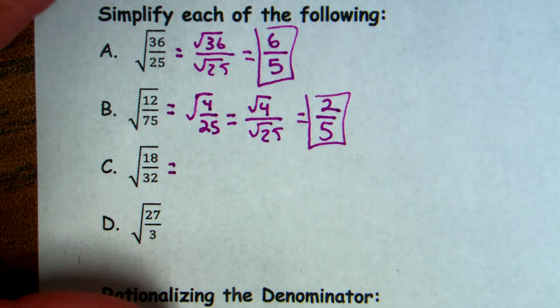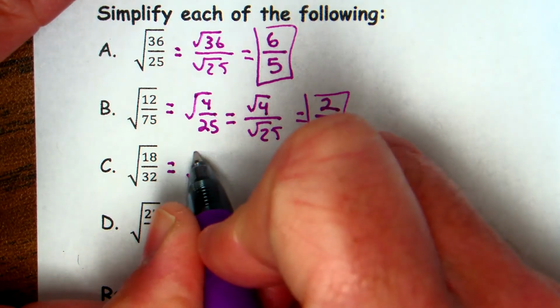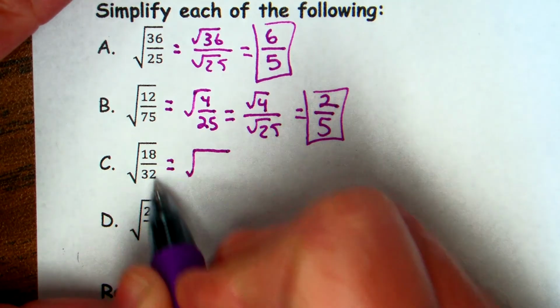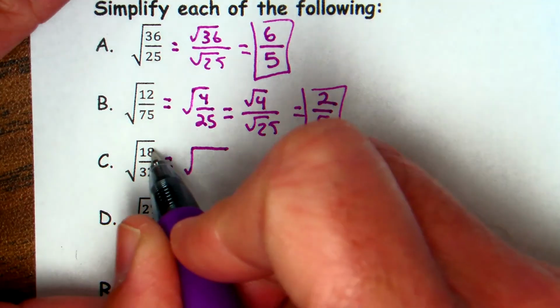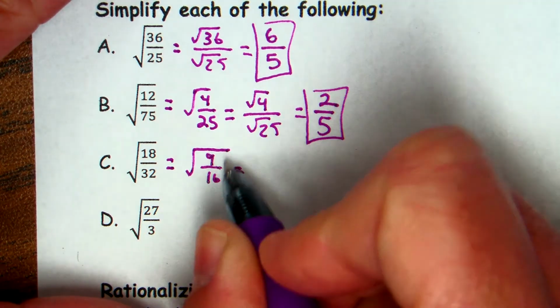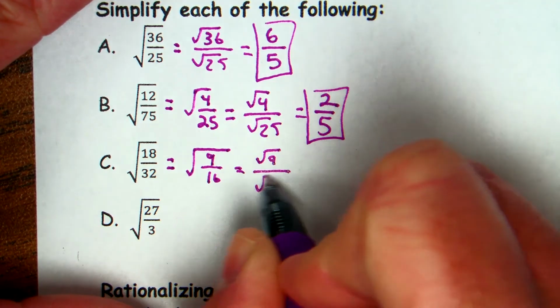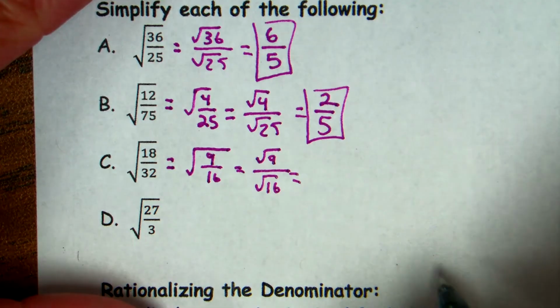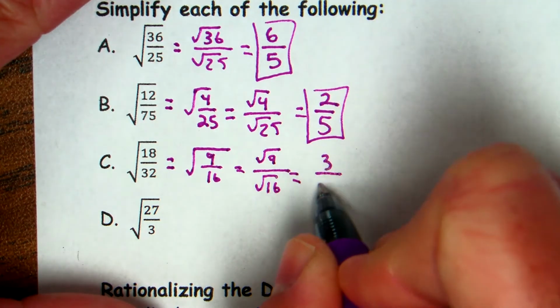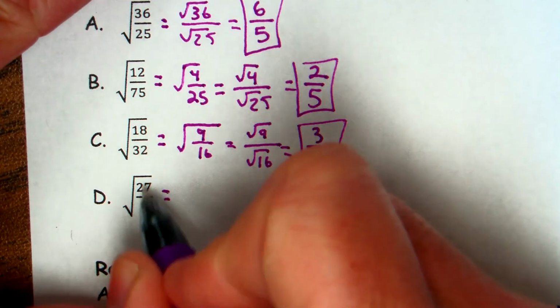When you restart, you'll notice that I kept going. The square root of 18 over 32, I'm going to simplify that fraction first. This is 9 over 16. I can either ask what times itself equals 9/16, or I can split it into two radicals. Square root of 9 is 3. Square root of 16 is 4. This one's a little easier.